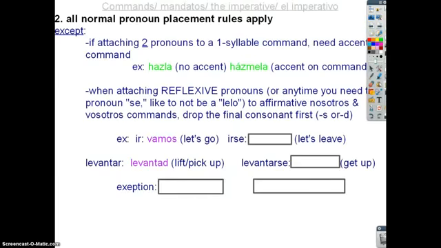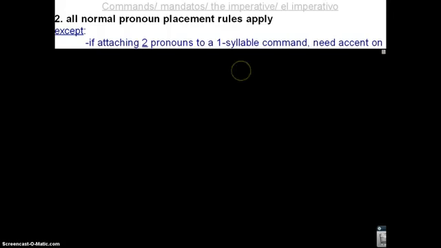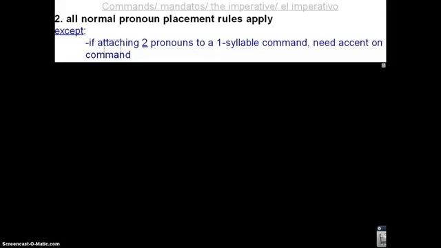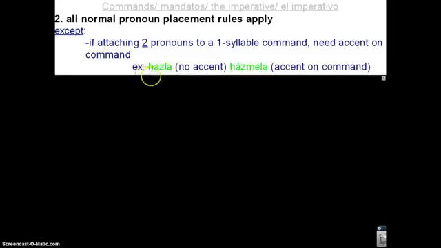Sorry about that. Okay, let's talk about pronoun placement. All normal pronoun placement rules apply. Attach a pronoun at the end of an affirmative command, and between the no and the command for negative commands. But here are the exceptions. If you're attaching two pronouns to a one-syllable command, you need an accent on the command. If you're attaching just one, like dala, no accent. But if you're attaching two, dámela, you need an accent on the command.